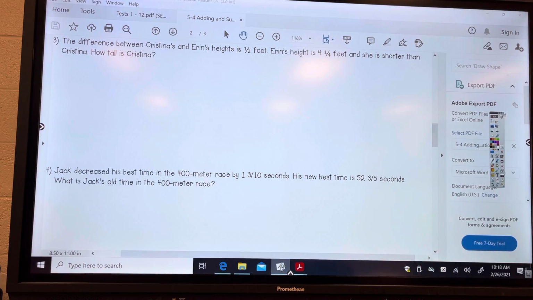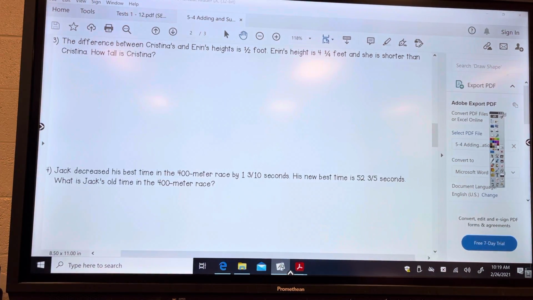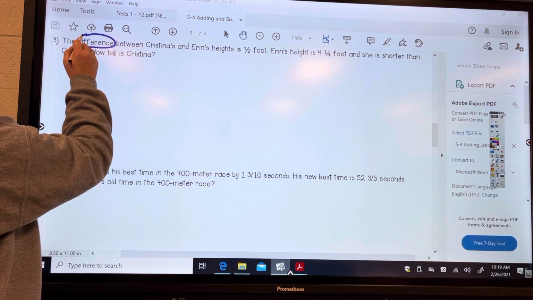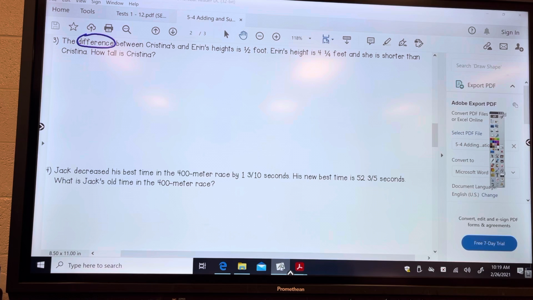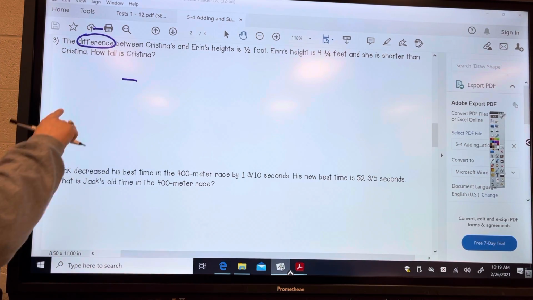So let's read this one all the way through first. The difference between Christina's and Aaron's heights is 1/2 foot. Aaron's height is 4 1/4 feet, and she is shorter than Christina. How tall is Christina? So let's go pick apart our word problem. We know this word, difference, means what operation? Subtraction. Difference means subtraction. So we know we're doing subtraction.